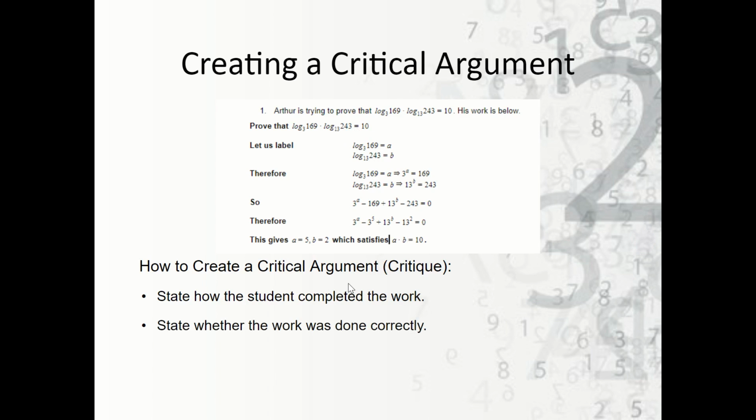Next thing is determine whether he did it correctly or not. So did Arthur even do this proof correctly? Next thing is state if there's an easier way. So as we look through this, was there a way that Arthur did things that he could have done even easier? So for today's assignment, you're going to be creating an argument to determine whether Arthur and other people did things in the most efficient way, and did they do things correctly.